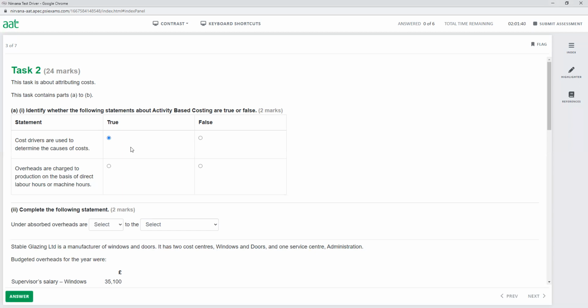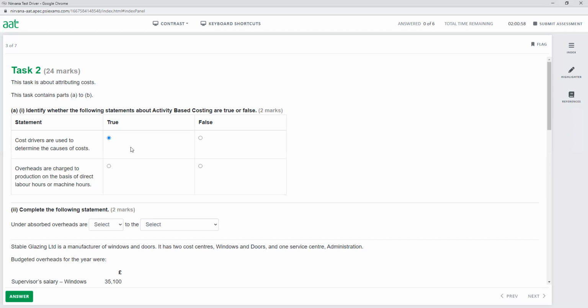For example, if we have an overhead, which basis are we going to use? We have different cost drivers. For example, for the basis of apportionment, if we have rent and rates, we use the floor area. For heat and lighting, we use the floor area. For the canteen cost, we use the number of employees or number of meals. For the cost of the machine, we use the net book value or depreciation. So this sort of thing is very important to understand.